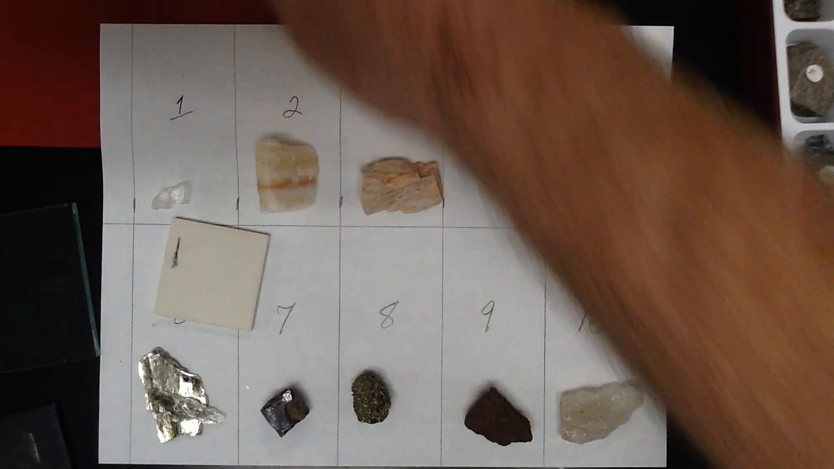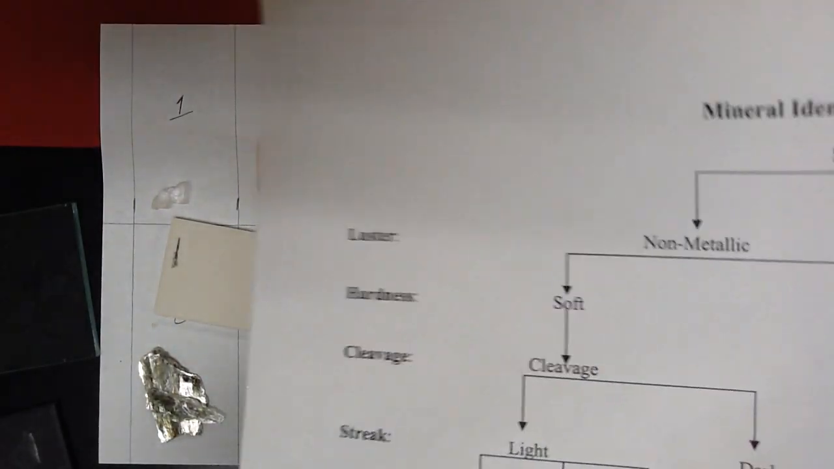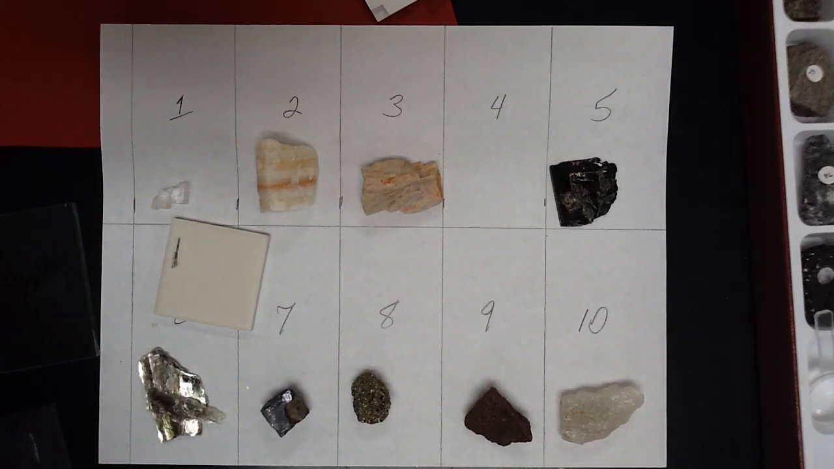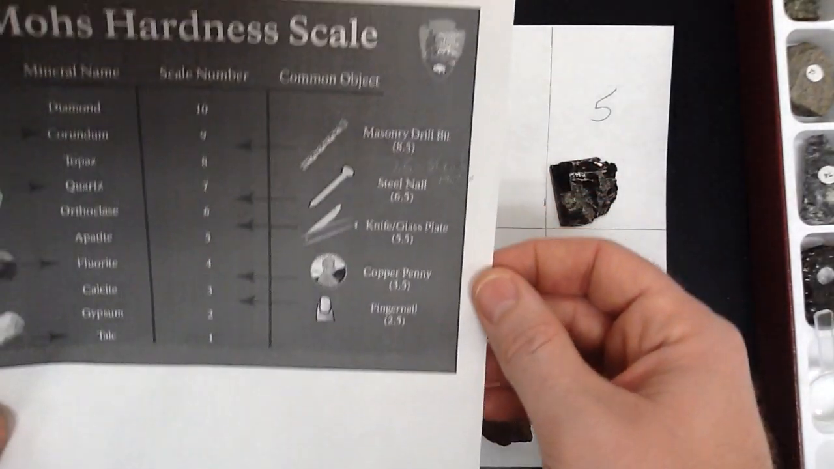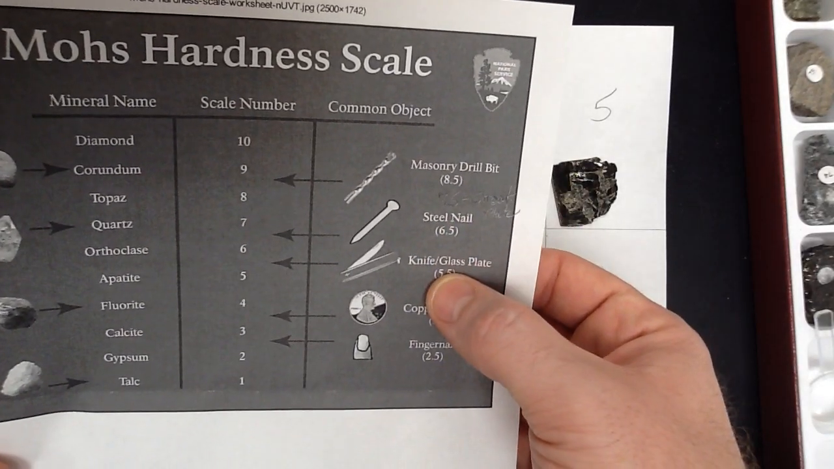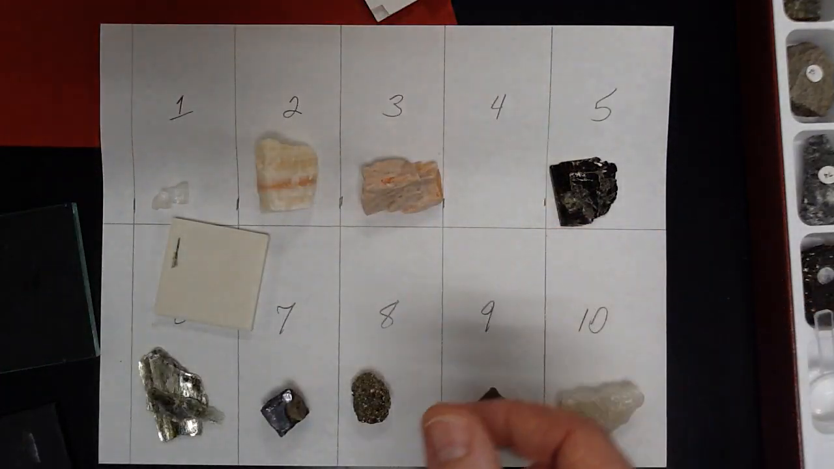Let me see if I can write that in. Get a pencil over here somewhere. There it is. There we go. Not super visible, but 7.5 streak plate. So it's going to be in between a 5.5 and a 7.5 hardness for this particular sample.